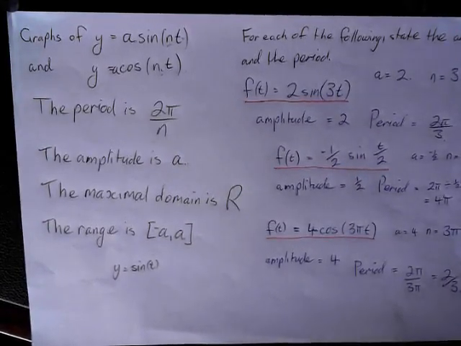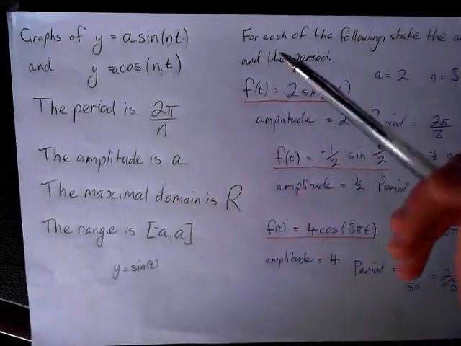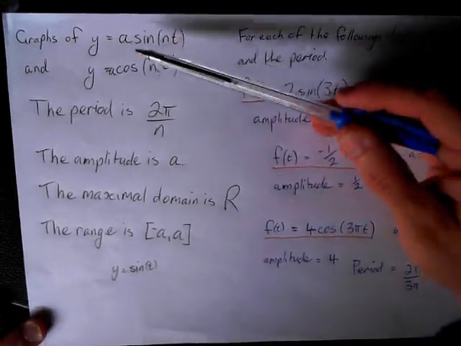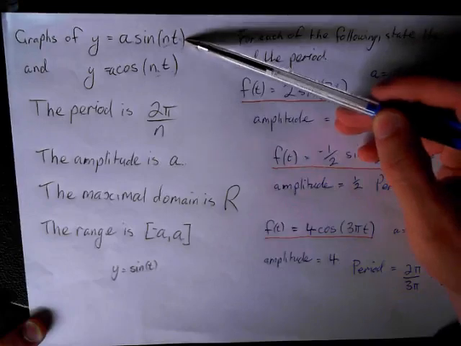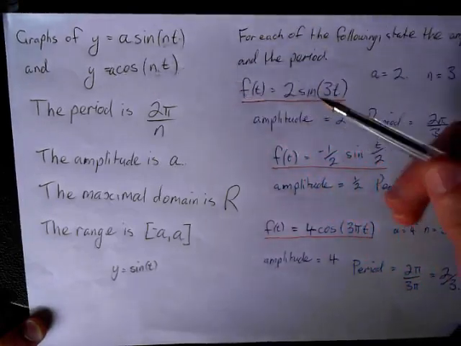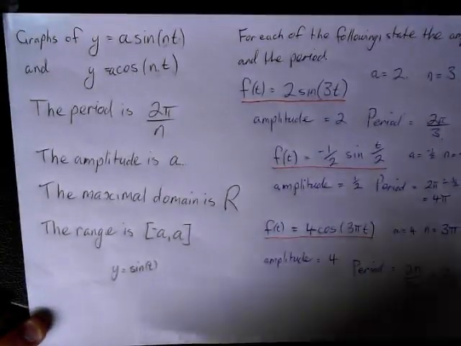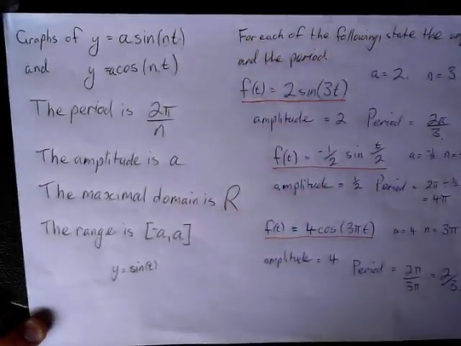Similarly, when we talk about quadratics and we talk about y equals x squared, we don't just deal with y equals x squared. We deal with functions in the form of y equals ax squared plus bx plus c. Similarly, when you deal with trig functions, you've got y equals a sine nt and y equals a cos nt. So these are variations on the basic sine and cos graph. These are like the general equations.